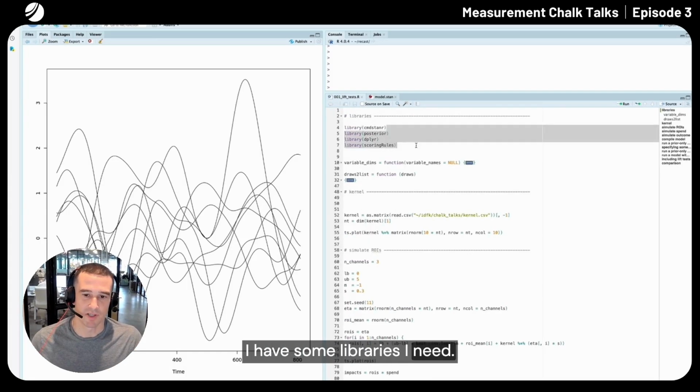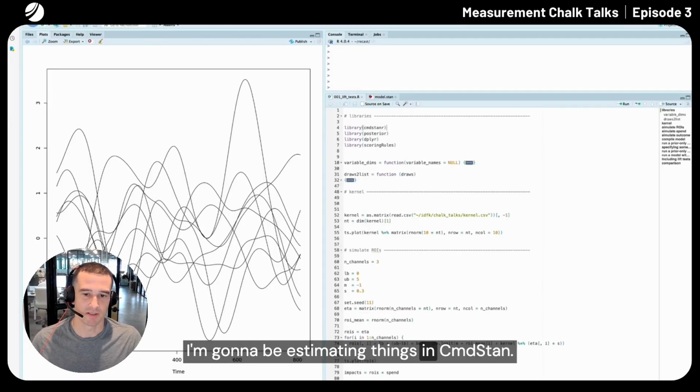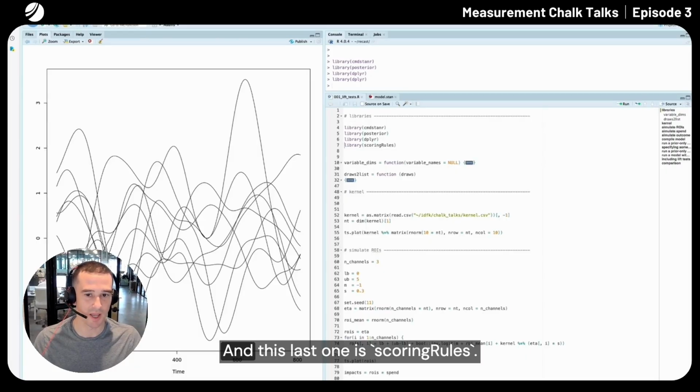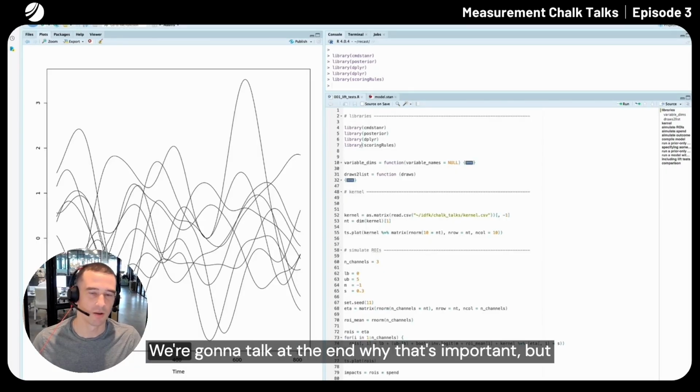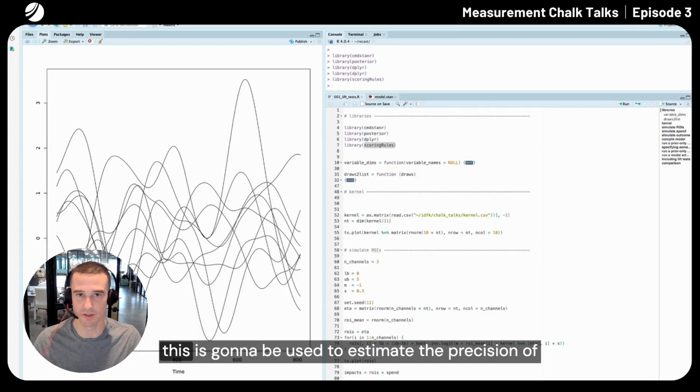I have some libraries I need. I'm going to be estimating things in cmdstan. I'm going to be manipulating data in dplyr. And this last one's scoringRules. We're going to talk at the end why that's important, but this is going to be used to estimate the precision of the MMMs, both with and without lift tests included.